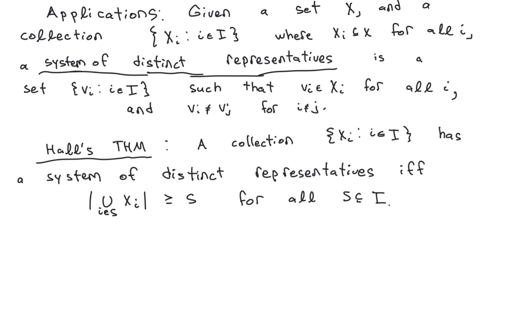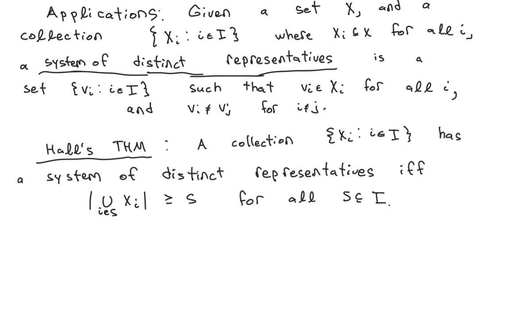So this is actually Hall's original theorem. What you have is a set X, and then for some indexing set I, you have a collection of subsets of X. So for each element i, you have X sub i as a subset of X. Then, given this setup, a system of distinct representatives is a choice of elements V sub i with the property that Vi is in Xi for all i, and Vi is not equal to Vj.